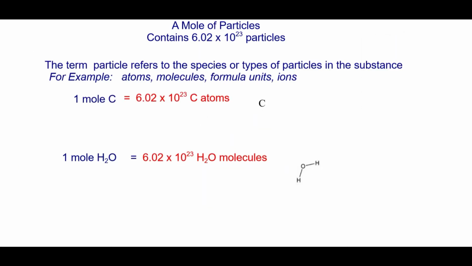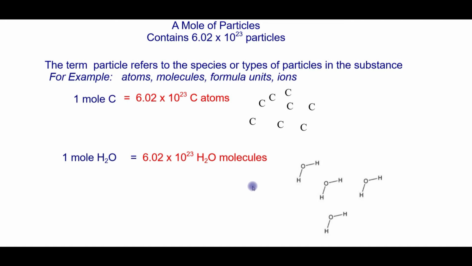Particles is a general word, and it can represent atoms, molecules, formula units, or ions. So if I have a mole of carbon atoms, that means I have 6.02 times 10 to the 23 of the individual atoms. I could not sit here and pull off a mole of atoms. It would take the rest of my life, but this gives you an idea that I'm talking about individual atoms. I could talk about a mole of water molecules, and then I'm talking about 6.02 times 10 to the 23rd of those individual molecules.